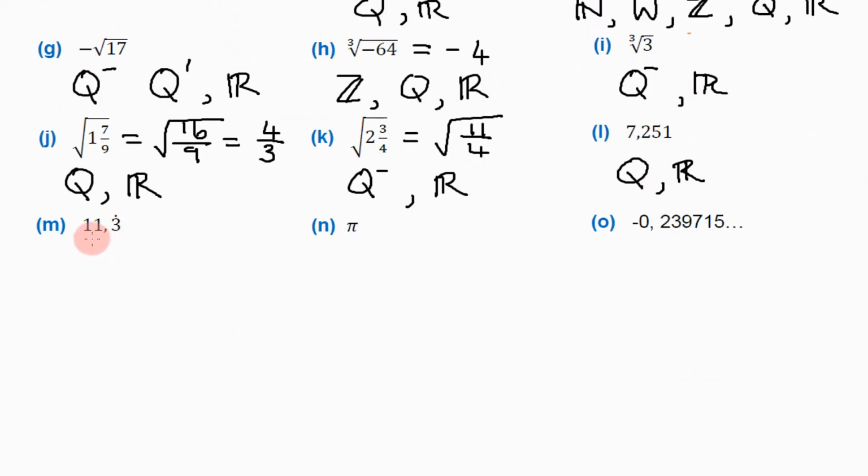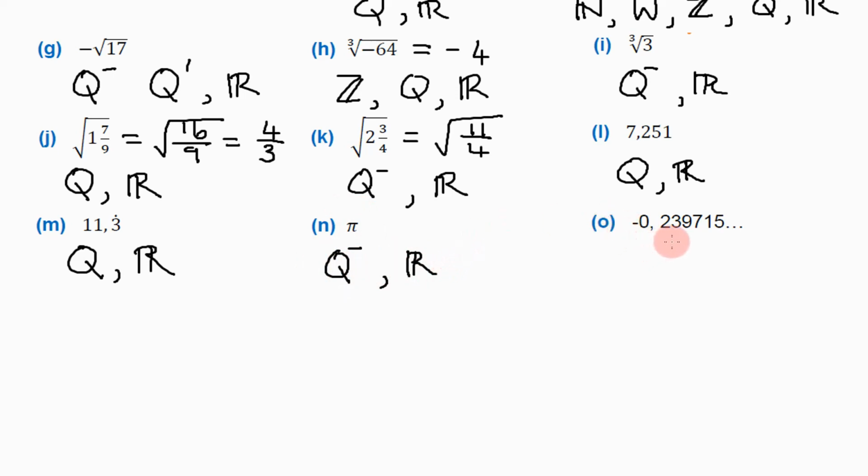In M, we have 11,3 recurring. This is a non-terminating but recurring decimal, and hence it's rational and also real. Then we know that pi is an irrational number. It can't be written as a fraction. So it's irrational and also real.